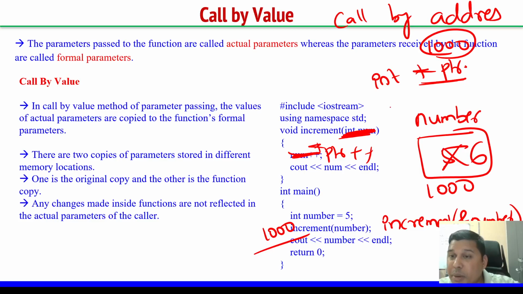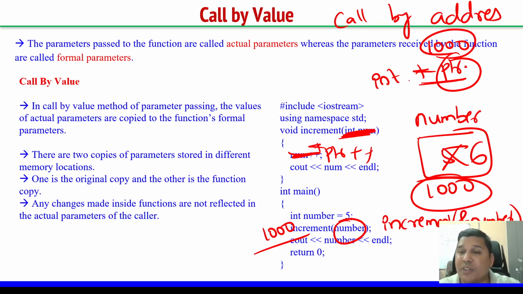Now this variable ptr and this variable number are pointing to the same location, the same address. So in call by address, what will happen? We are referring to a single memory location, right? So 1000 is always being pointed to here. So we are focusing on the address.